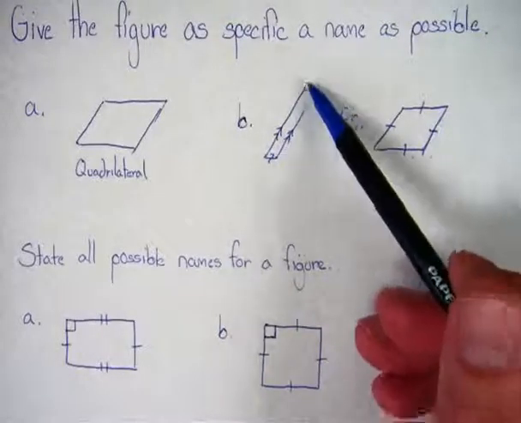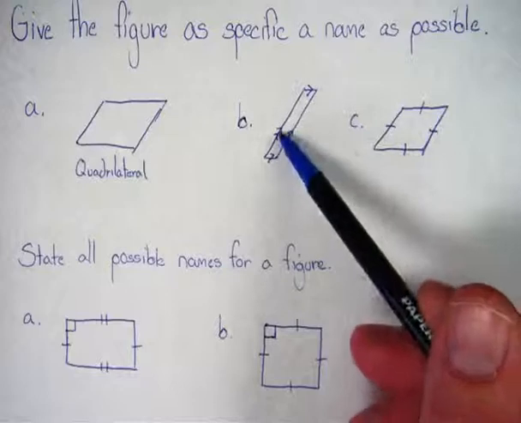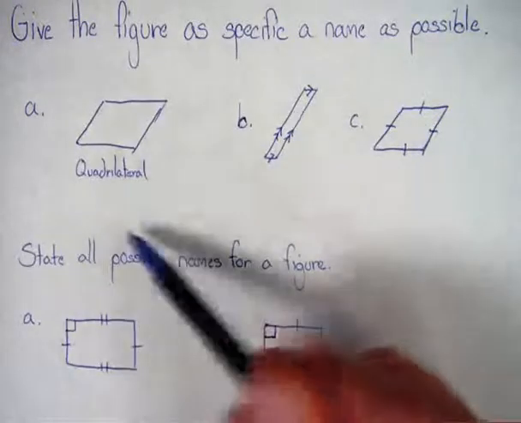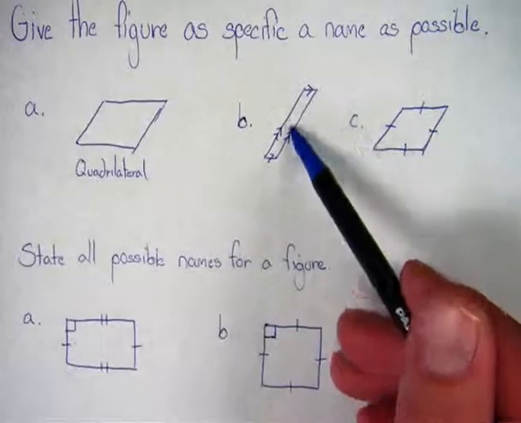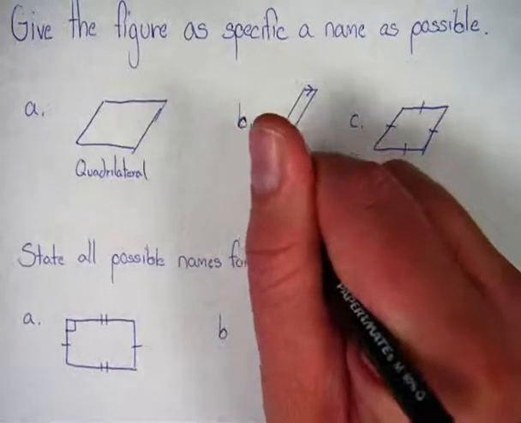We know it's a quadrilateral, it has 4 sides, but we're also given this information. These 2 sides are parallel, and these 2 sides are parallel. Well, with that we can say it's a parallelogram, but we can't say anything else because we don't have any information about the sides or angles.